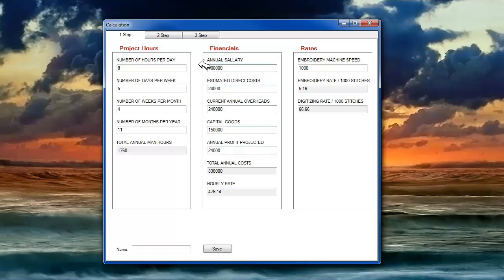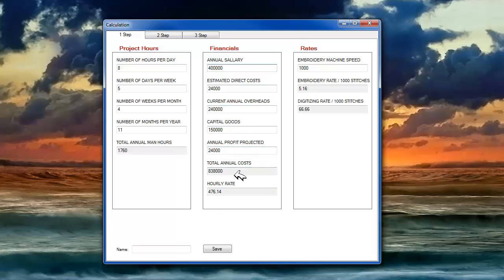Okay. So now we've got a $40,000 salary. We've got a $2,400 direct cost a year. We've got $24,000 annual overheads. We've got 15,000 rand in capital that we've pushed into capital. We've got a profit that we would like to keep at the end of the year of $2,400. And our total expenses that we estimate for the first 12 months of our business will be $83,800 or 838,000 rand.